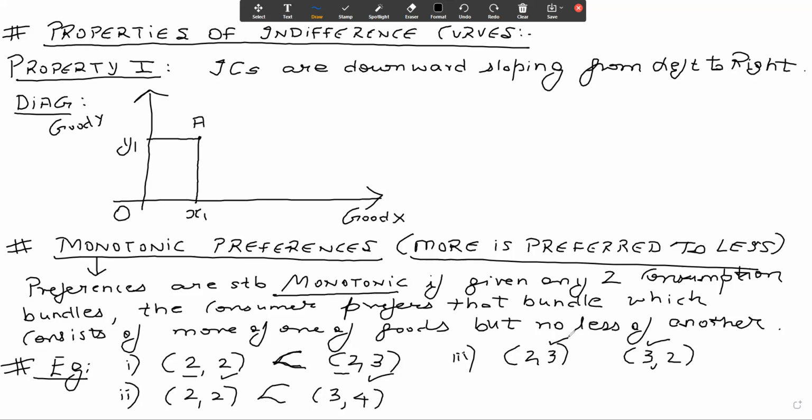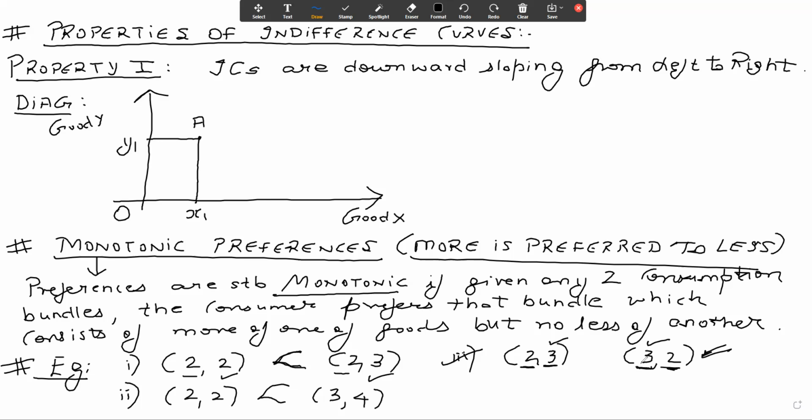So I hope students have understood the concept of monotonic preferences. Preferences are said to be monotonic if, given any two consumption bundles, the consumer prefers that bundle which consists of strictly more of one of the goods, but no less of another. So you can clearly see in the third case, this bundle consists of more of good 1, but less of good 2. So we cannot have any monotonic preference between these two bundles.